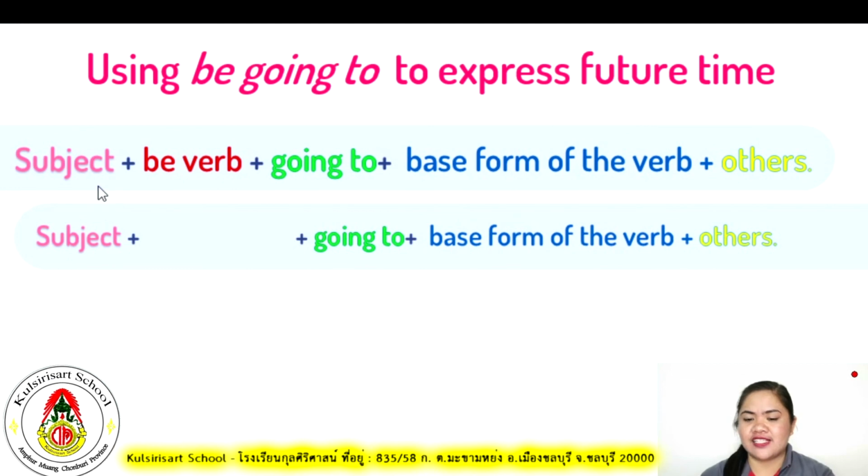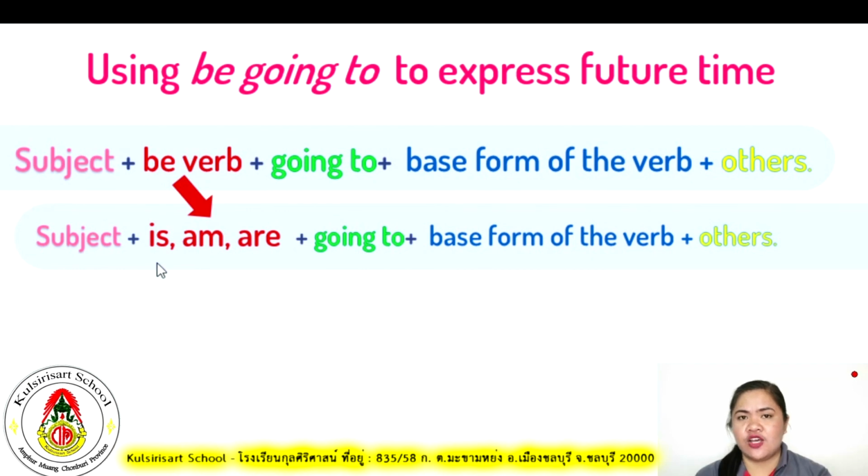But before that, when we talk about be verb, can you still remember what the be verbs are? What are the be verbs? We have the be verbs is, am, and are. We use is when the subject is only one. We use am when the subject is the word I. And we use are if the subject is plural.